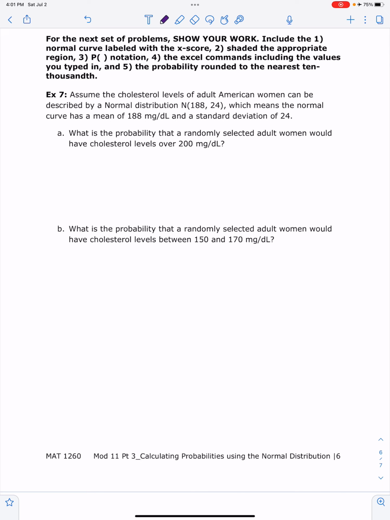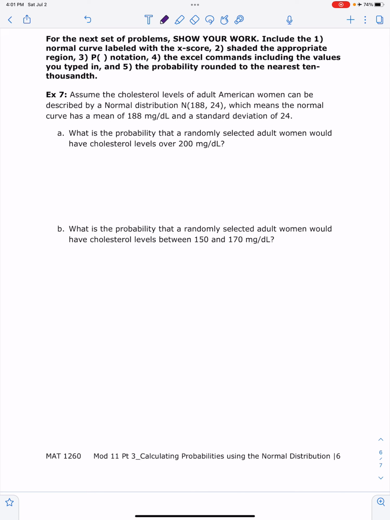Okay, so example 7: assume the cholesterol level of adult American women can be described by a normal distribution N(188, 24). Remember that notation. The 188 is our mean, and the standard deviation is 24. A, what's the probability that a randomly selected adult woman would have a cholesterol level over 200 milligrams per deciliter?